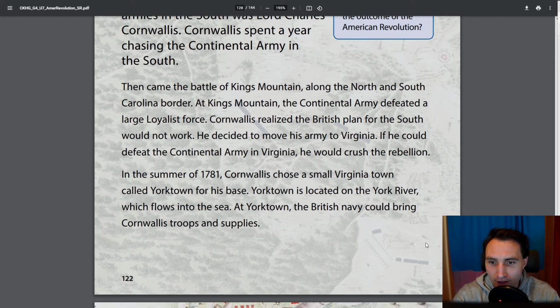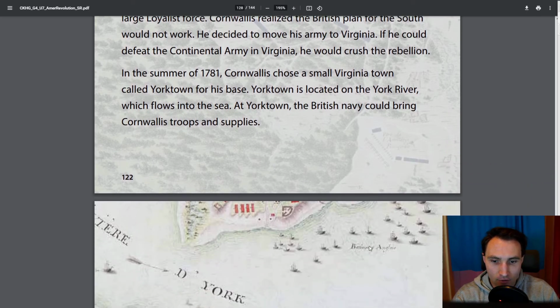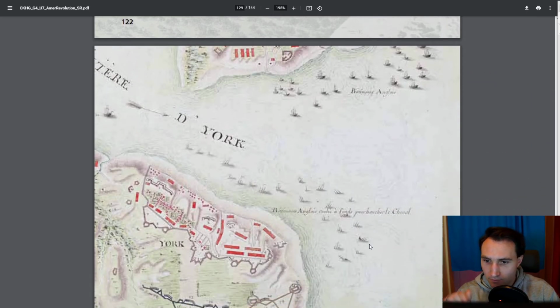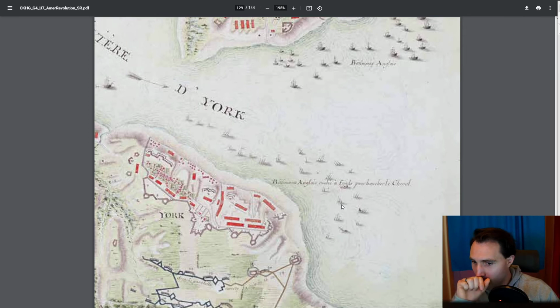In the summer of 1781, Cornwallis chose a small Virginia town called Yorktown for his base. Yorktown is located on the York River, which flows into the sea. At Yorktown, the British Navy could bring Cornwallis troops and supplies. So very efficient. Now let's look at this map.